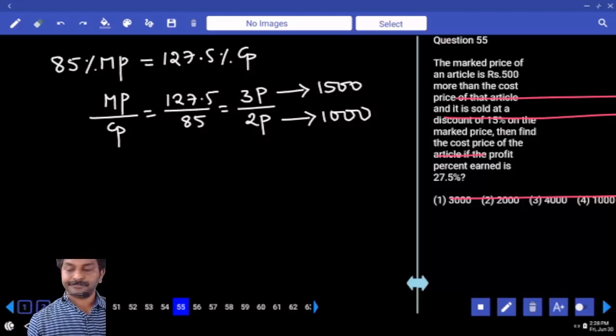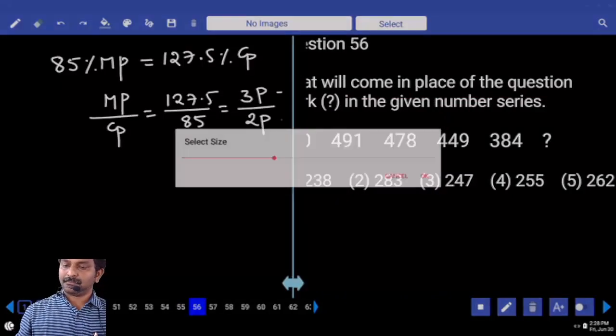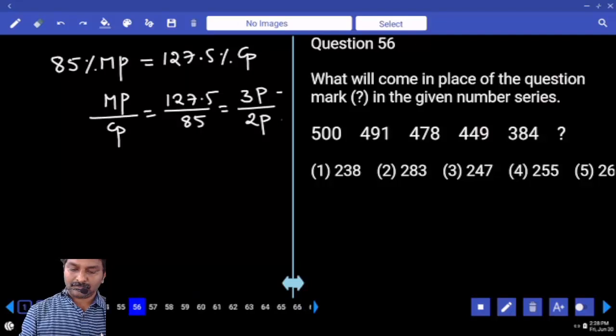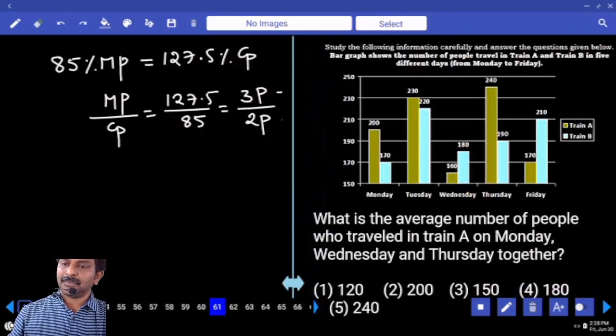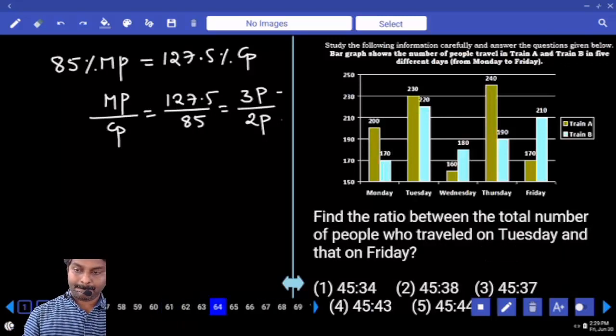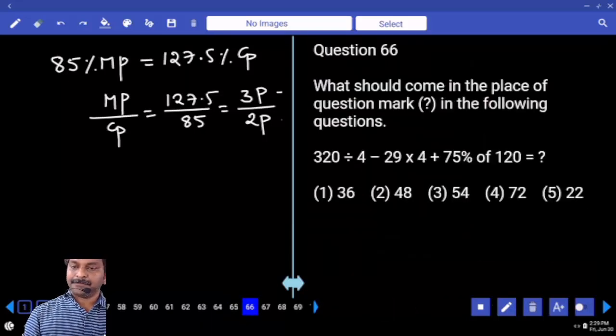Over. Right, 61 onwards. Sure? Not required? Everybody? Do you need to prepare table? No, not required. Right.